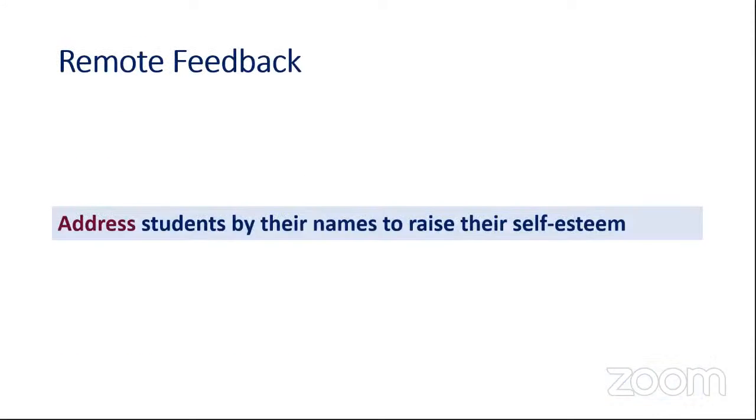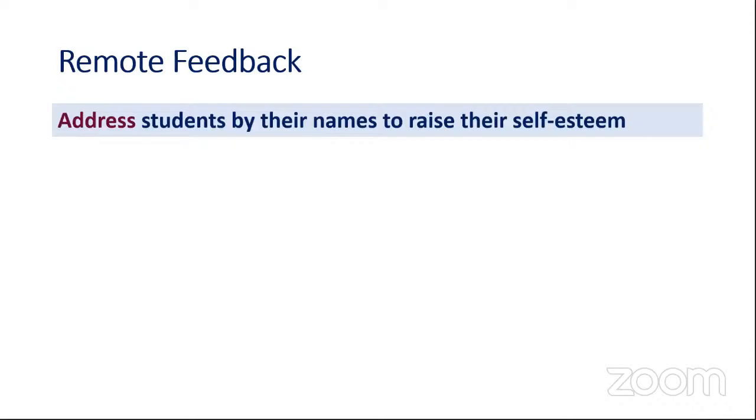If we move to remote or online or virtual feedback, there are some tips to do this. We need to address students by their names to raise their self-esteem. Once we use social media or digital platforms to communicate with the students, we need to address them by their names. I know that on Zoom meetings or WhatsApp groups, we have a total number of participants as 15 or 25, but when we need to motivate students and keep them engaged, we need to address them by their names, not as 15 participants or 25 participants. They are human beings and we need to keep them motivated.